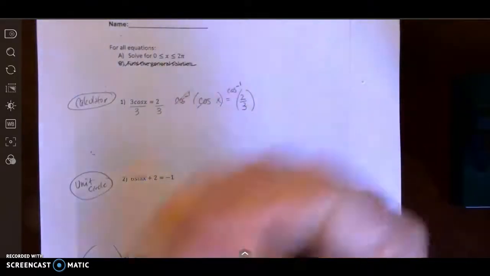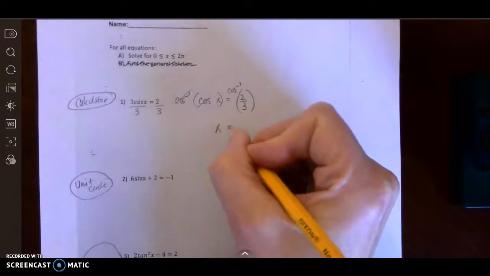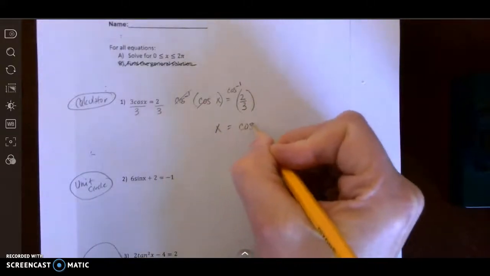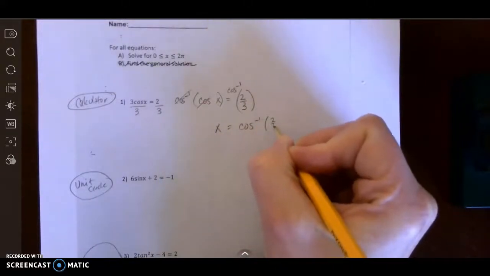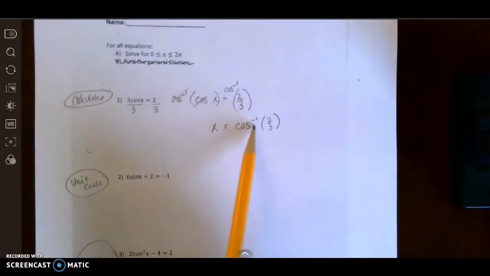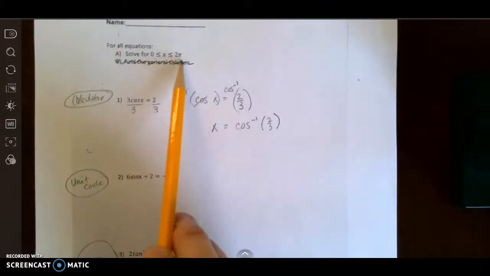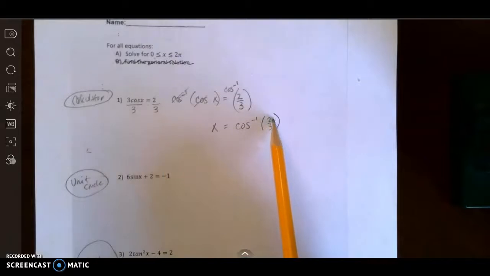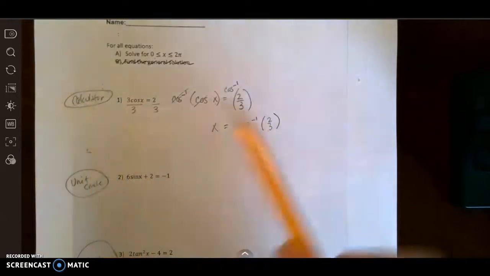And because I took the inverse, I have to give all possible answers, not just that restricted domain that we did in that other section. It's going to be all possible answers between 0 and 2 pi. There is no cosine of 2/3 on the unit circle, so this is where we're going to use our calculator.